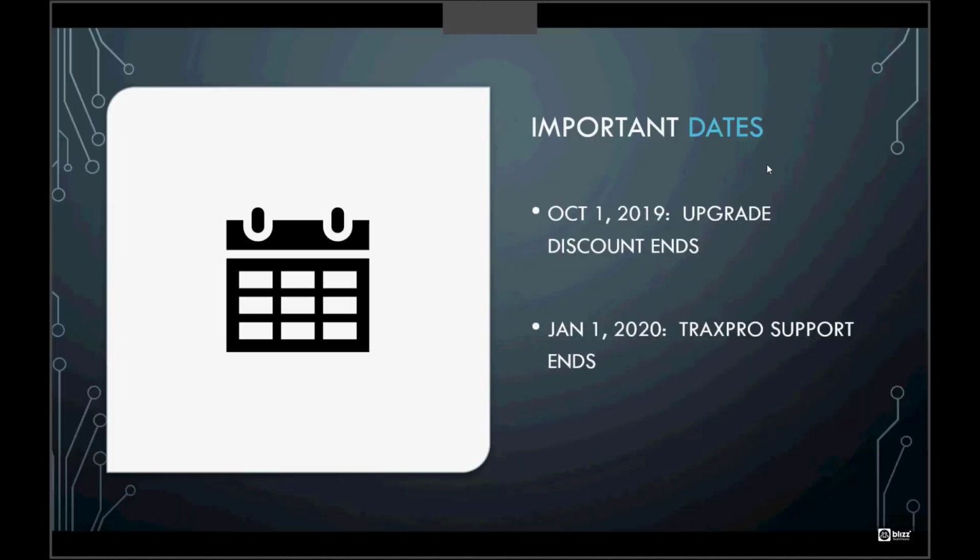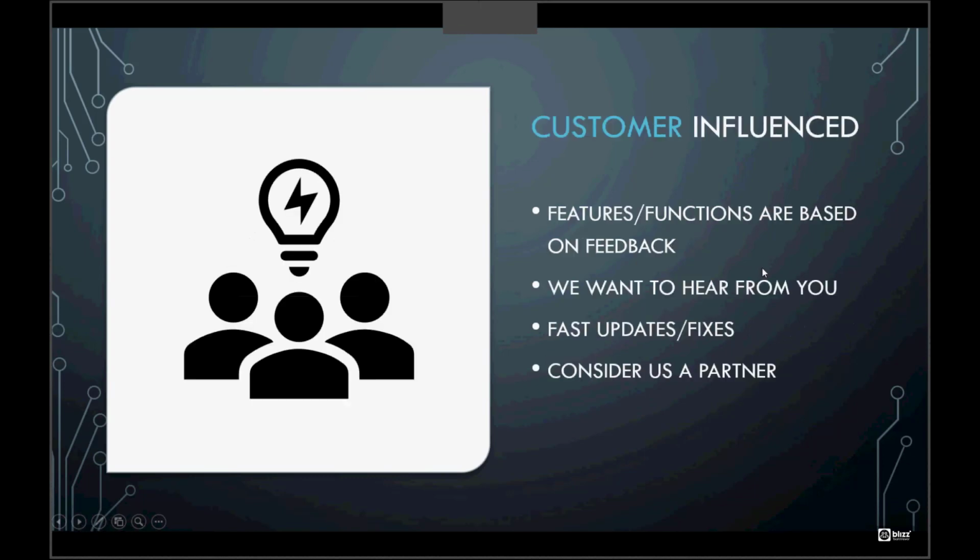So moving forward, as we wind things down, the important dates we want to remember here are October 1st, 2019 is the upgrade discount end. So current TracksPro users can now upgrade to STARnext and save $600 if they do it by October 1st. So there's a big incentive to do that. The other important date to remember, January 1st, 2020, TracksPro support will end. And again, like I said at the beginning, we don't love doing that. We don't want to do that, but the reality is there's just not going to be an answer to your questions after that date.